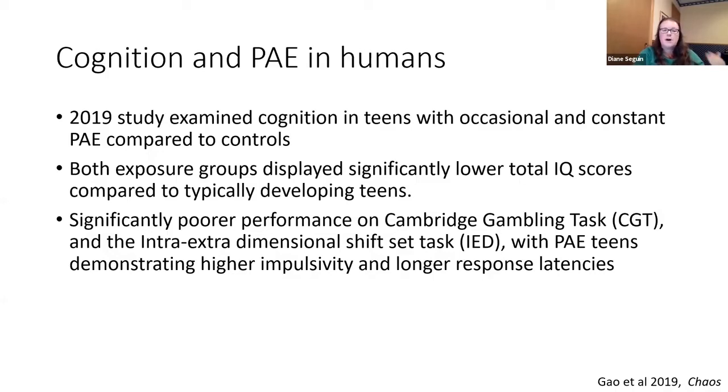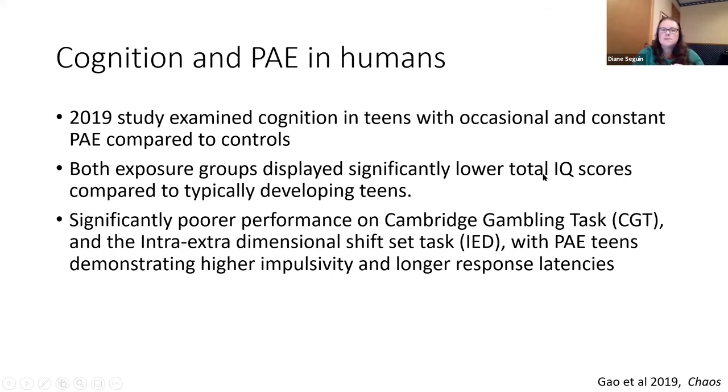They gave them a series of cognitive tasks to do. The only task that showed the most significant impairments in the occasional prenatal alcohol exposed group was the Cambridge gambling task, where these children showed higher impulsivity, and they had longer response latencies on a shift set task.